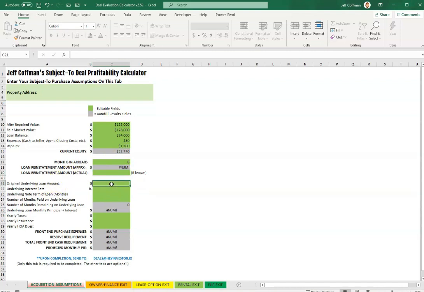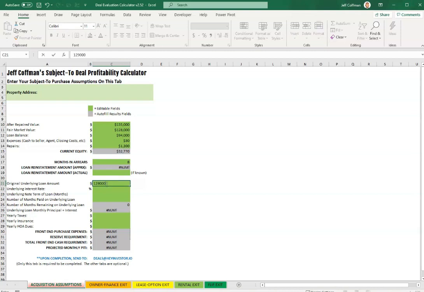Her original underlying loan amount, that is the loan that she was approved for and that she used to purchase the house. We need to know that amount so we can figure out what principal and interest payments are. Of course, taxes and insurance and all that stuff comes a little bit later down here. But for right now, we need to understand what her original underlying loan amount was. And she got approved for the loan at $129,000.